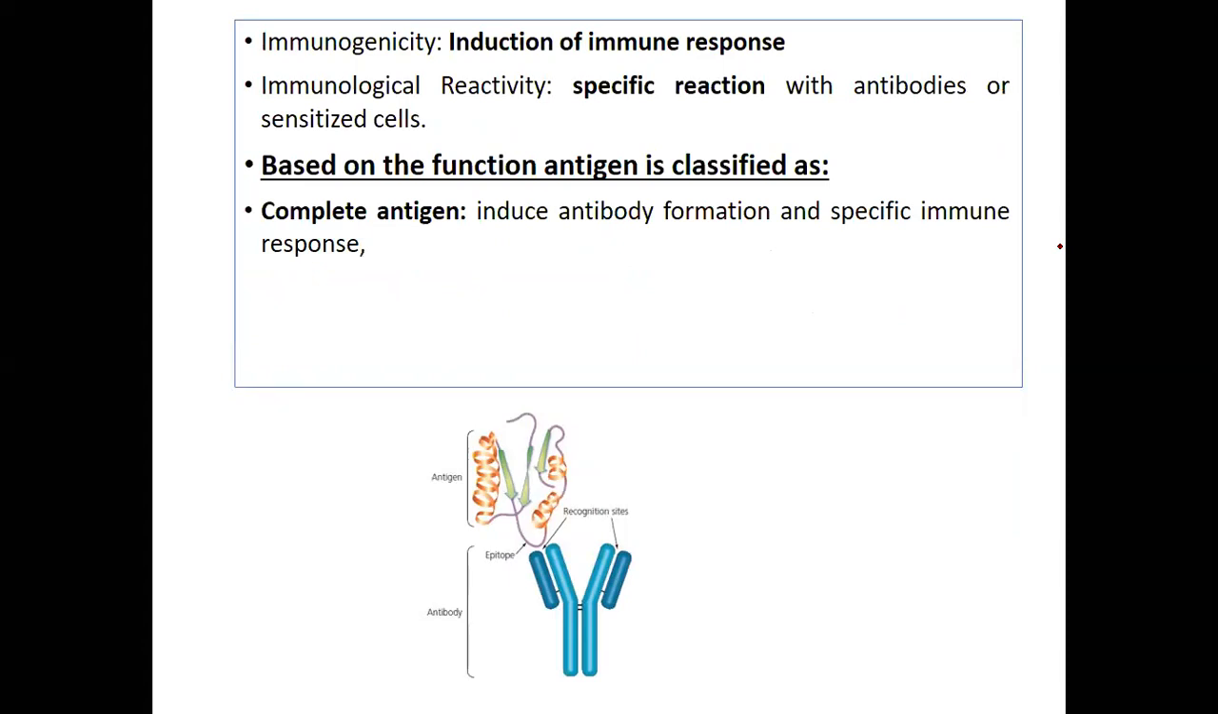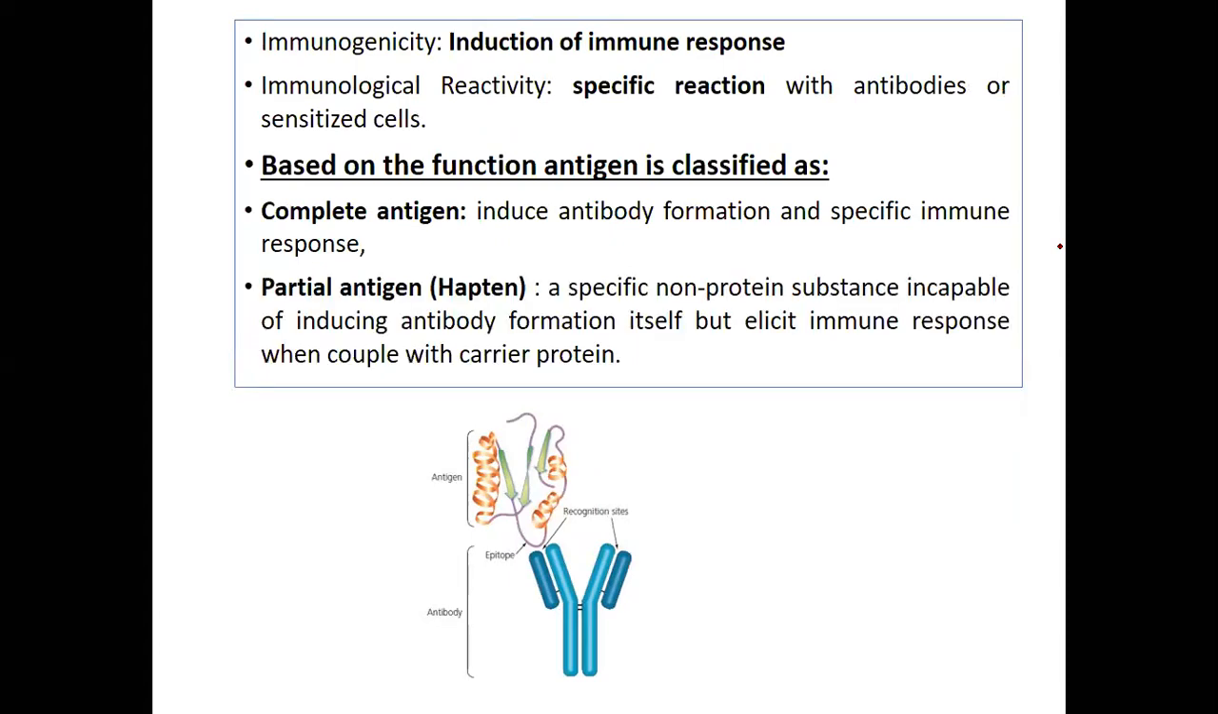Based on function, an antigen is classified as either a complete antigen or a partial antigen. The complete antigen has the capacity to induce antibody as a whole. But in the case of the partial antigen, a non-protein substance is capable of inducing. Here it is a hapten molecule which is responsible for initiating the immune response. That kind of particle can be called a partial antigen.